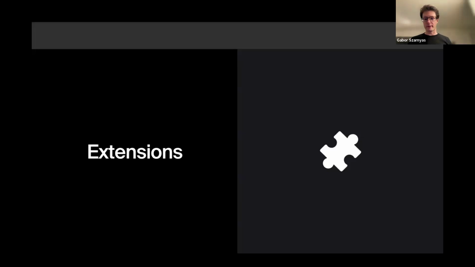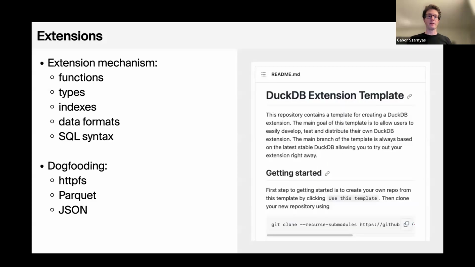Of course, we cannot do it all. So we have something called an extension mechanism. The extension mechanism means that you can define functions, you can define types, indexes, data formats, and SQL syntax into DuckDB. And we are heavily dogfooding this. So many of DuckDB's core functionalities are actually implemented as extensions. So HTTP support, Parquet, and JSON, they are all DuckDB extensions that we then bundle into DuckDB.